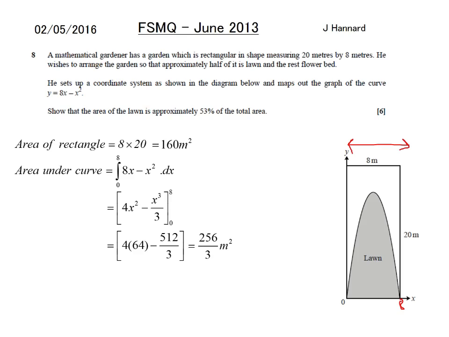Now, the way we're going to check how much of this is shaded, we're going to divide 256 over 3 by 160, because you divide the actual answer by the total and get 0.533333, which is about 53%, which is what the examiner wanted you to do. So not too bad a question.